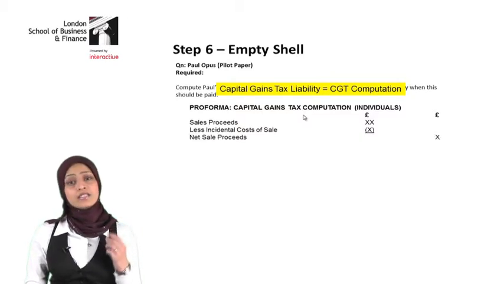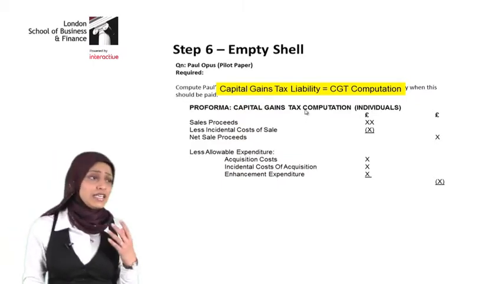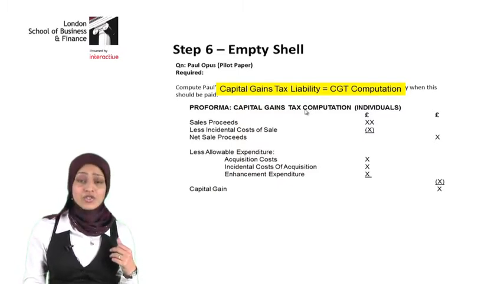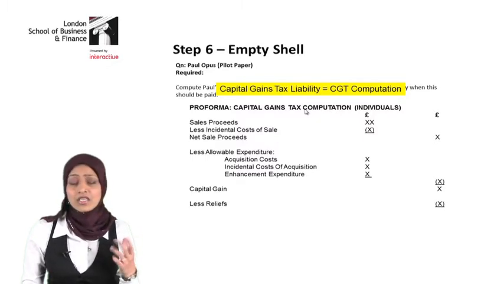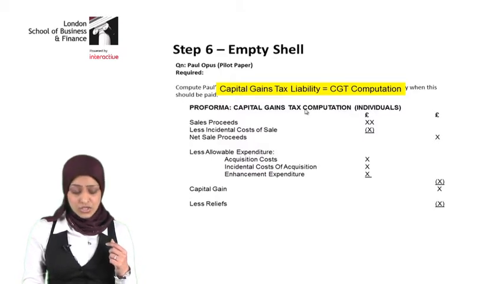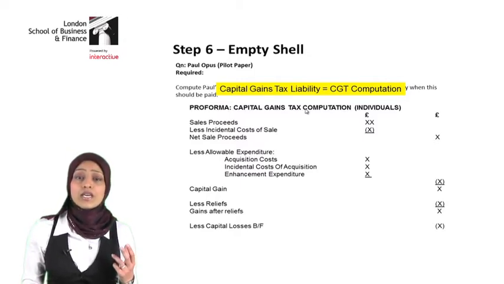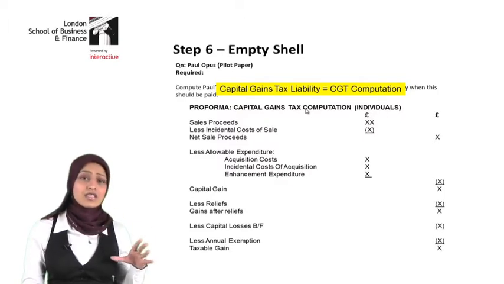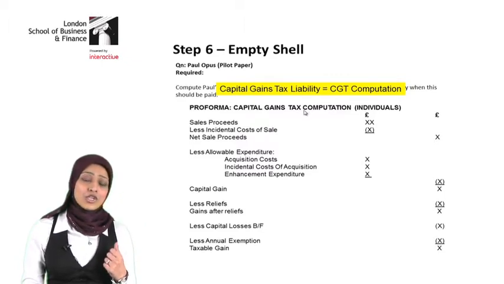From that, I can deduct what we call allowable costs, which include the cost of acquisition, any incidental cost of acquisition, as well as any enhancement expenses, to give me the capital gain that I need. From that point, I will think about any reliefs that come against that disposal to get the gains after reliefs, and bring in any losses that were brought forward, any annual exemption for the year, to give us the taxable gains. Again, what I've done is that I've just reminded myself of an empty shell which I can use for answering the question.